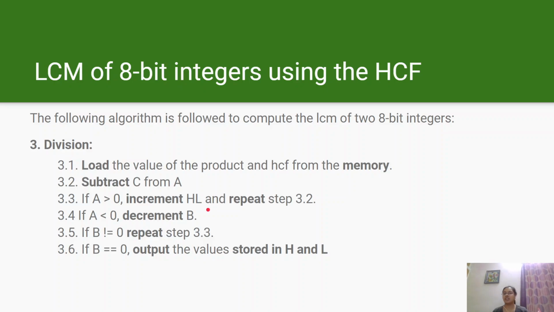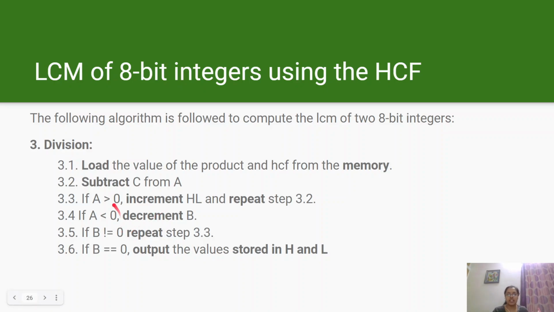We will load the value of the product and the HCF from the memory, and then we will subtract C from A. C is basically the denominator and A is the numerator. And with each subtraction we will increase the value of HL by 1. So HL is basically initialized to 0 as of now, and if we increase it to 1, we are increasing the number of divisions that have taken place. Basically at the end of the computation we will have the quotient of our division in HL.